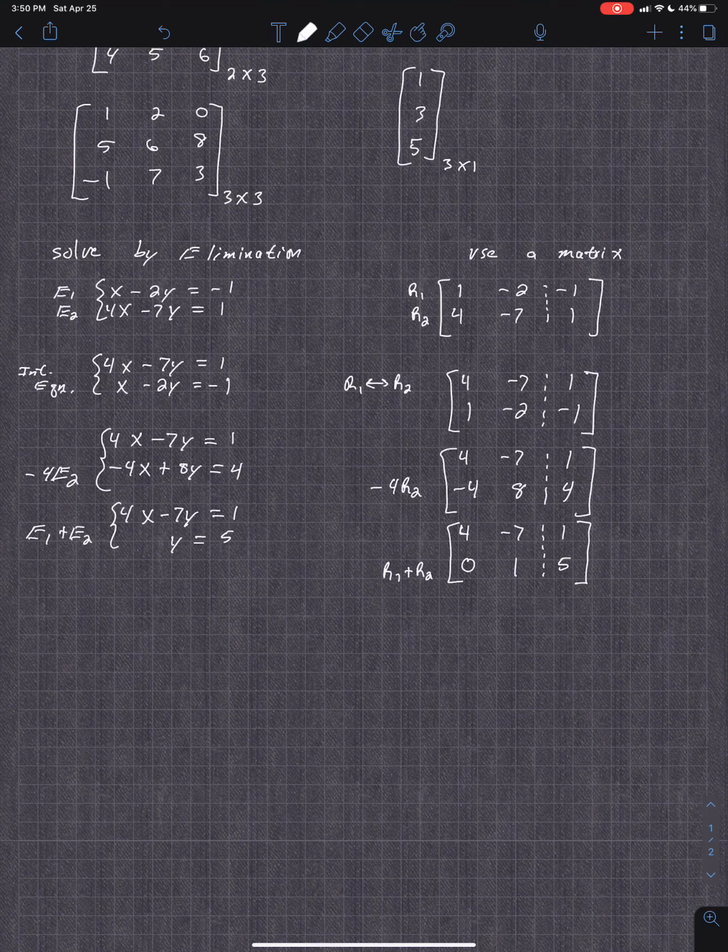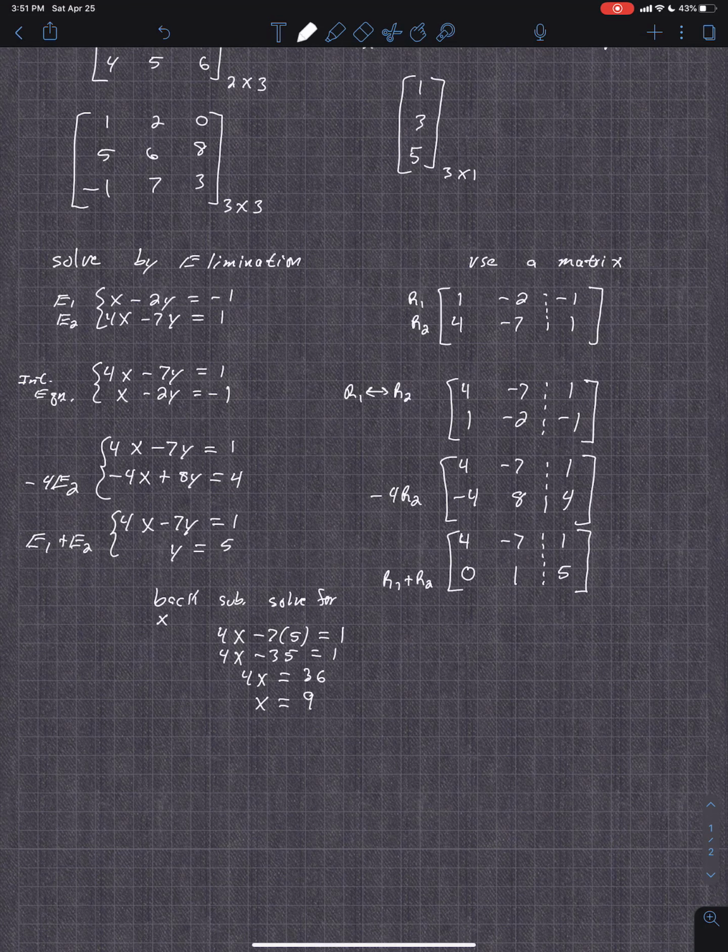So from here, what you would do is back substitute to solve for x. Right, so you get 4x minus 7 times 5 equal to 1. So you get 4x minus 35 equal to 1. 4x equal to 36, and so x is equal to 9. So that's exactly what you're doing for this. So that means the same thing.